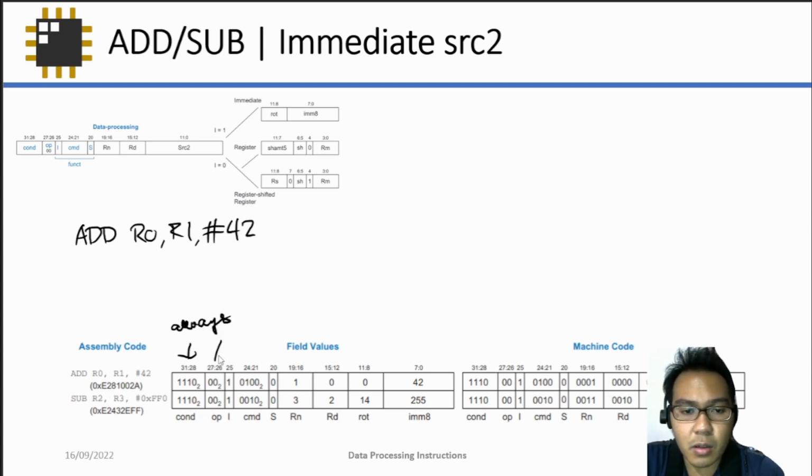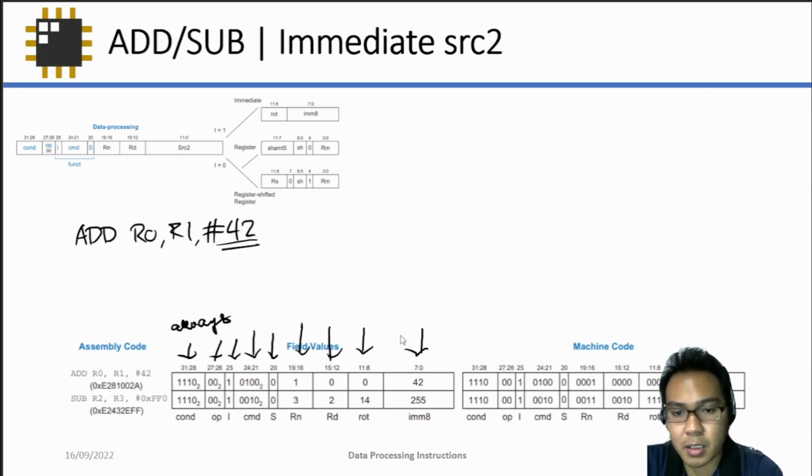That's always true. Opcode is for data processing instructions. I is 1 because we have immediate addressing. Command is for add. S, we're not updating the status registers. There's no S on the instruction. Okay, so Rn is register 1. That's why that's 1. Destination register is R0. That's why that's 0. Rotation is, okay, for now 0 because 42 fits into the 8-bit immediate field.